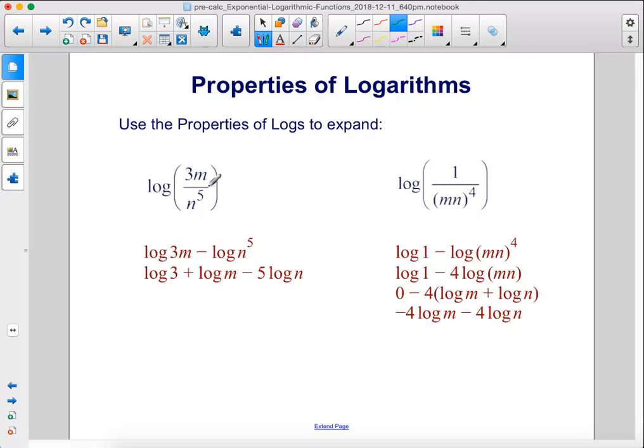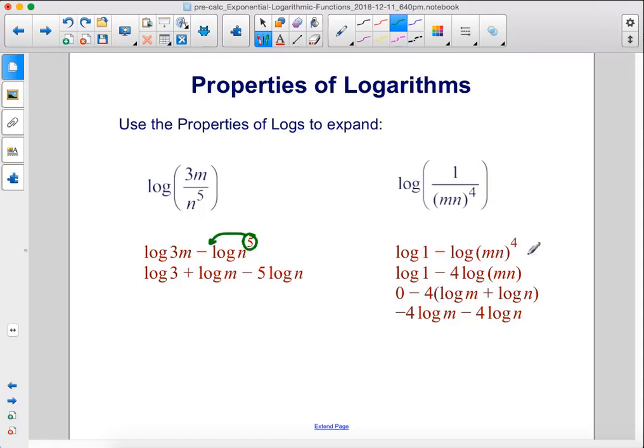Use the properties of logs to expand. Since we have 3m divided by n to the fifth, we can write this as log of 3m minus log of n to the fifth. Then we can separate 3 and m into two separate logs, log 3 plus log m, and then we have minus, and then we can bring this 5 out front, so we have minus 5 log n.